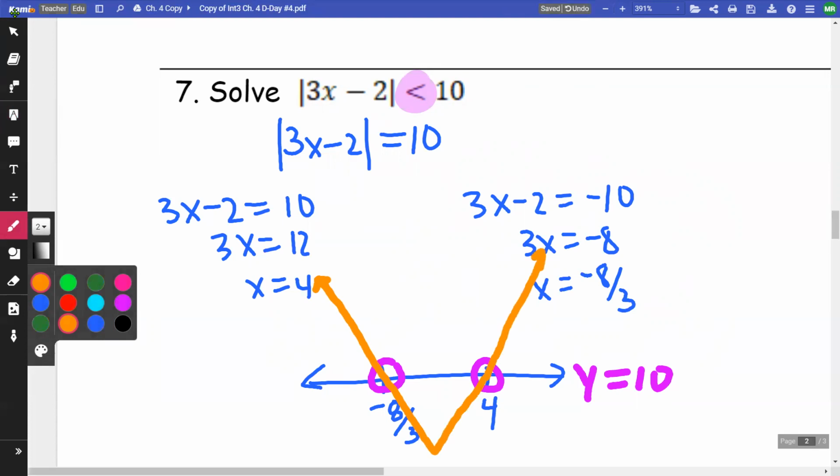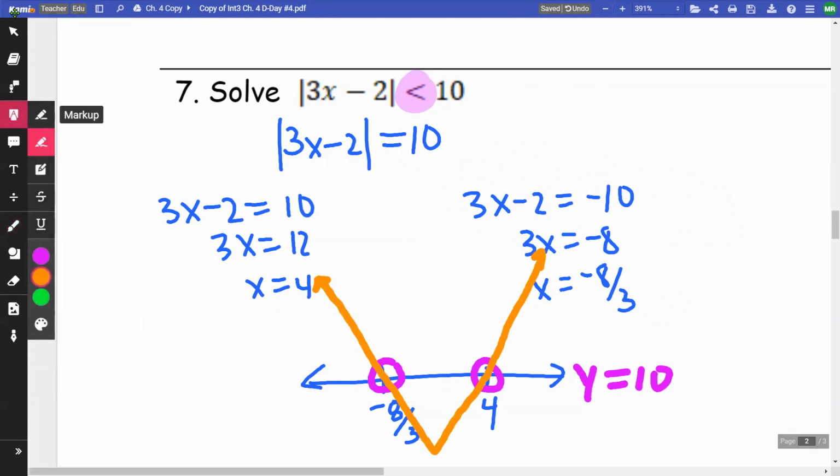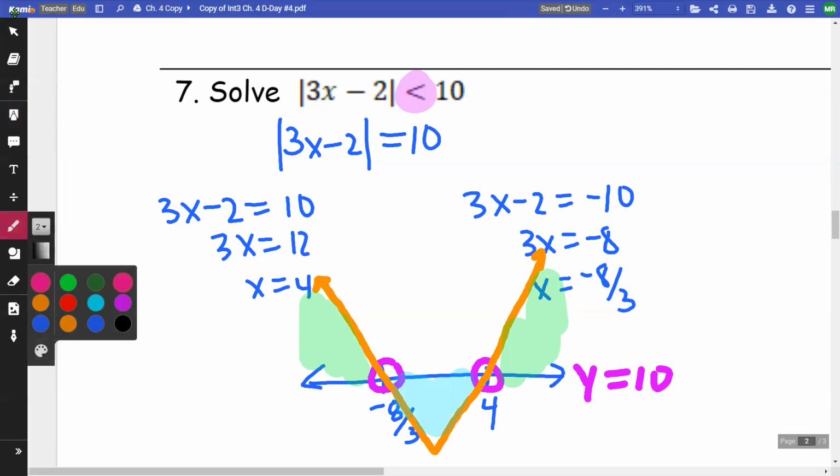So again, if I am looking outside of -8/3 and +4, you see I am above that line. So I'm greater than 10. Okay, greater than 10. Over here, I'm below that, so I'm less than 10. So where I want to shade is in between -8/3 and 4. So I'm going to be shading here. That's going to be my shading.